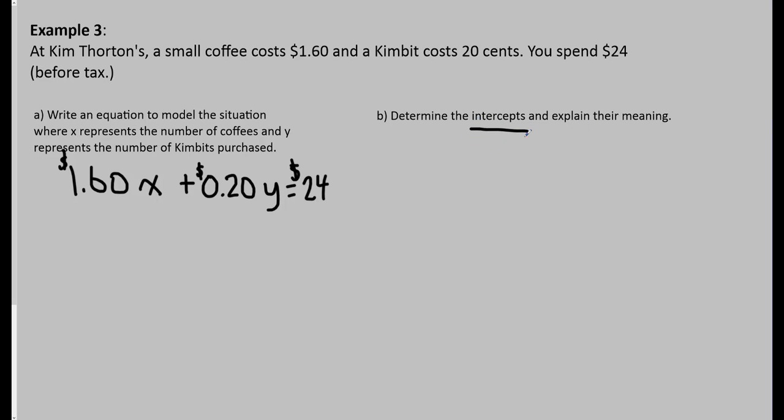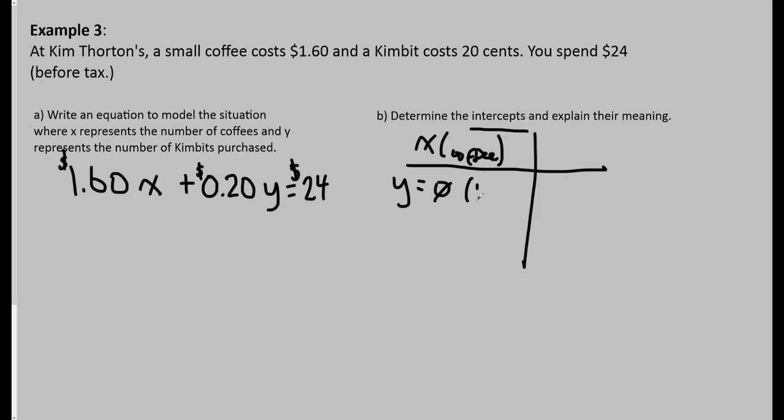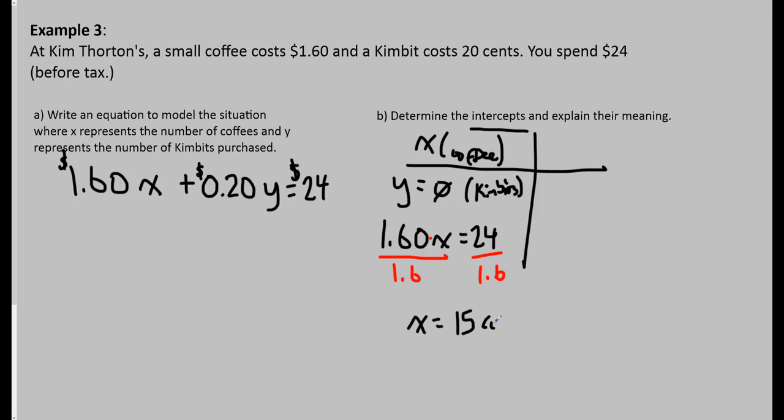So intercepts, I need to figure out the x-intercept first. In this case, it's coffee. And remember, that means that I make my y value equal to 0, which in this case is Kimbits. So in my equation, this y is going to go away, and I will just have $1.60x is equal to 24. And to get rid of the $1.60, the opposite of multiply is divide. So divide both sides by $1.60. Divide 24 by $1.60, and x is equal to 15 coffees.